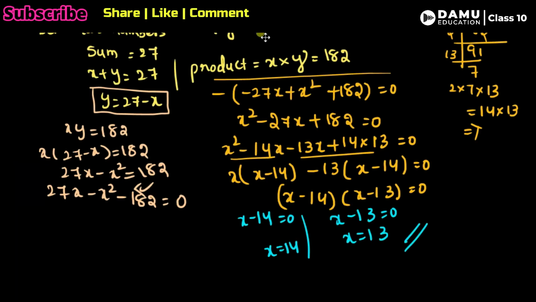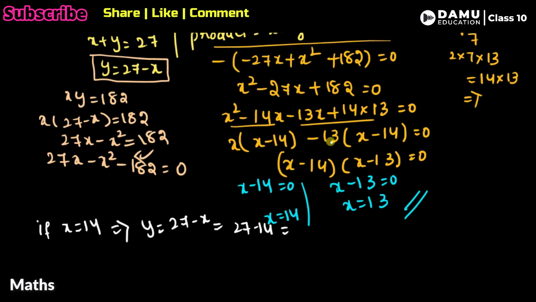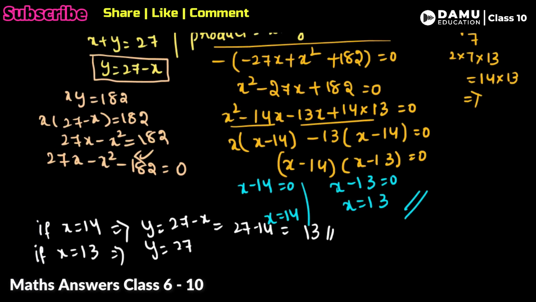So the values of x we got are x equals 14 and x equals 13. If x equals 14, that implies y equals 27 minus x, that is 27 minus 14. What answer will we get? 13. Then if x equals 13, that implies y equals 27 minus x, that is 27 minus 13, which is 14. So if x equals 13, the combination is 14, and if x equals 14, the combination is 13.